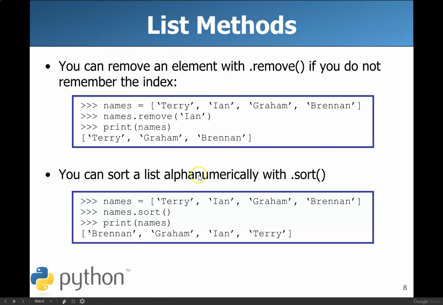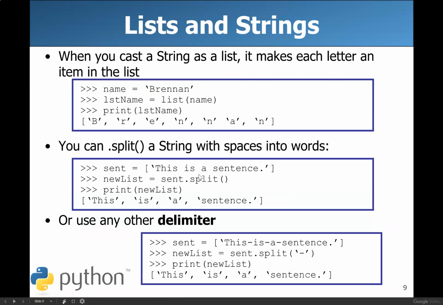So it takes care of removing and sorting. You can cast a string as a list, which makes each letter an item in the list. Now, I don't do this very often, but it is kind of handy every once in a while. If you've got a string, say my name, and you put in list and then brackets name, it'll actually take this name and make a list with each character being its own item.